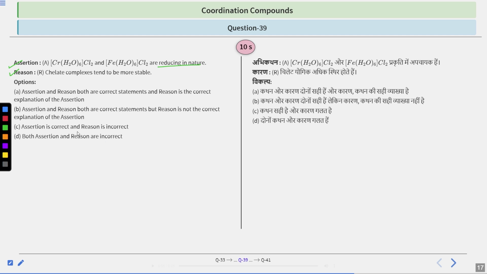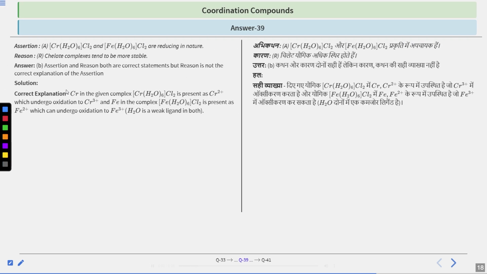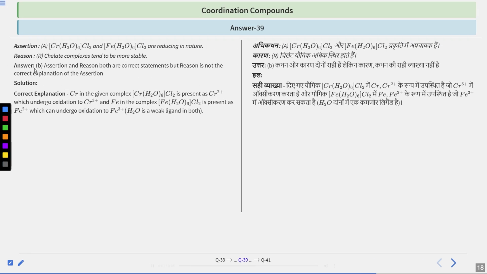You have 10 seconds to think about this question. After that, we will see the answer. Okay. Now, the correct answer is option B, that is assertion and reason both are the correct statements, but reason is not the correct explanation for the assertion.